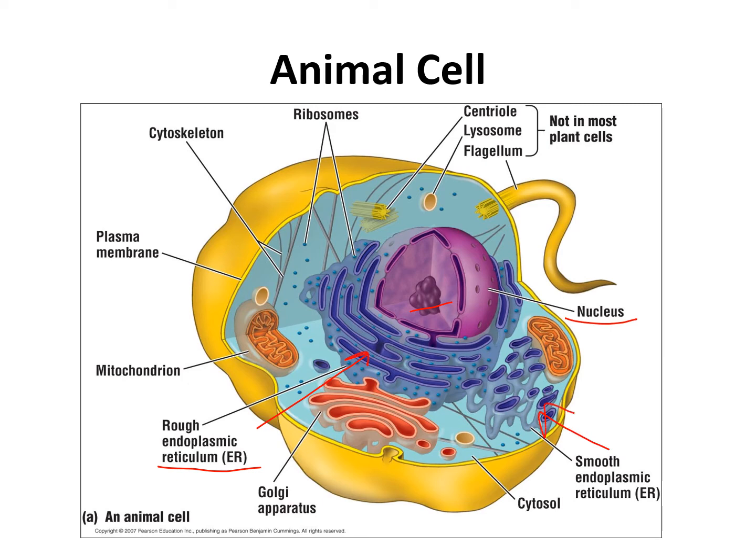Difference between the rough ER and smooth ER. Rough ER has ribosomes, so it produces enzymes. Smooth ER does not have ribosomes. It produces lipids and detoxifies the cell. Then this is the Golgi apparatus here that receives the products from the ER, packages them, modifies them, and delivers them to different parts of the cell. Then here's a mitochondrion, produces ATP for the cell, and the centrioles and lysosome are also pictured here.